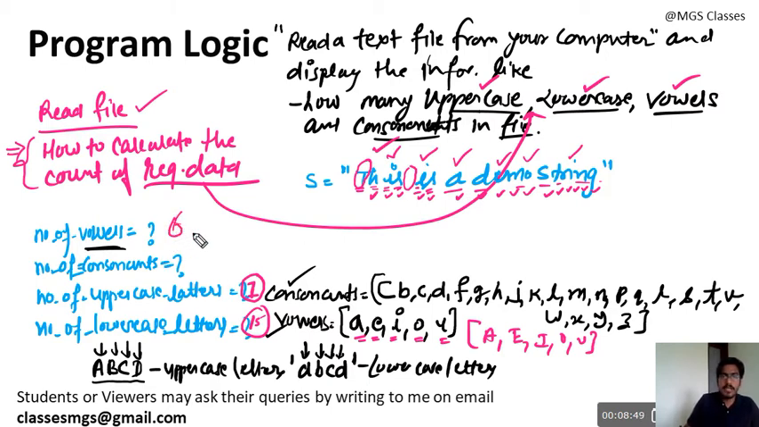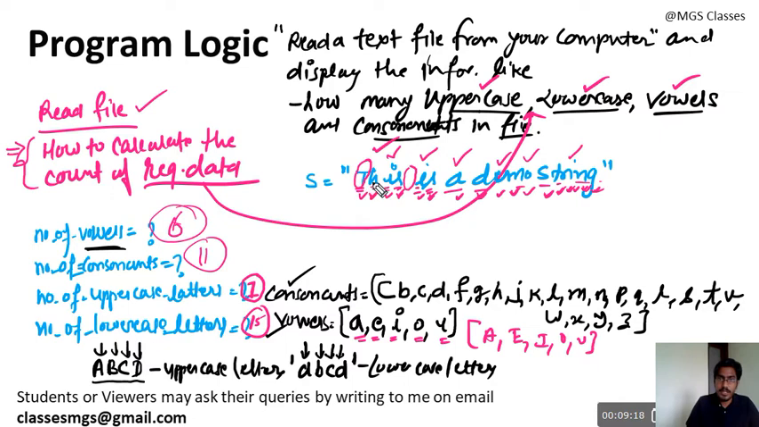Then how many consonants are there? H is a consonant, T is a consonant, H is a consonant, 2, 3, 4, 5, 6, 7, 8, 9, 10, 11. So 11 consonants are there, 6 vowels are there. Okay, so let me count. These counts should come the same.